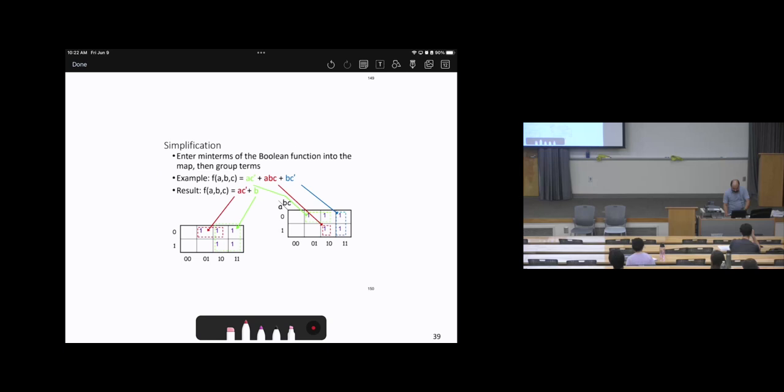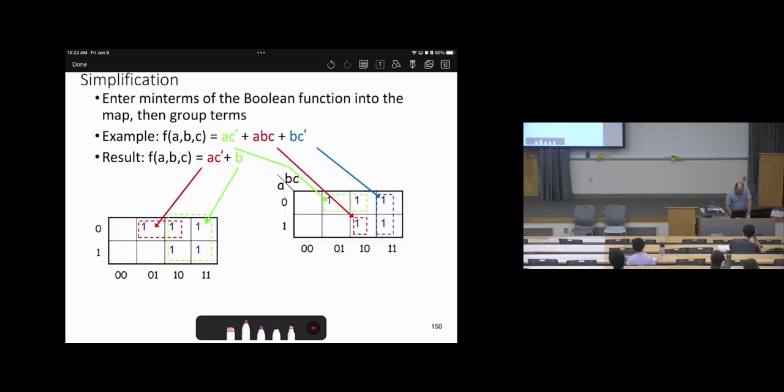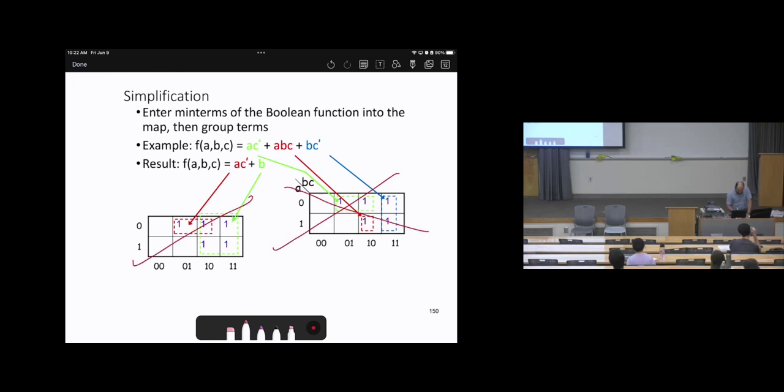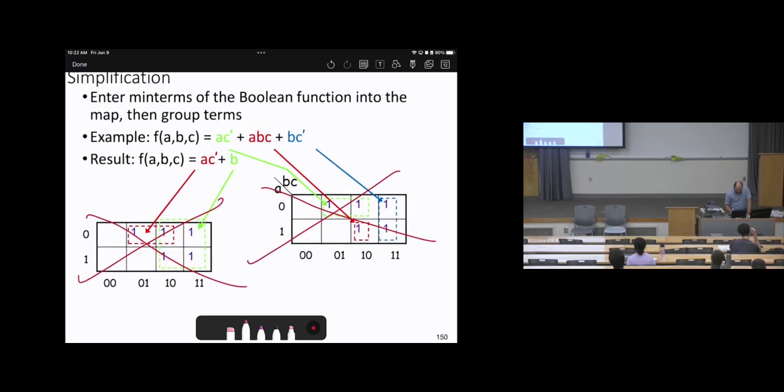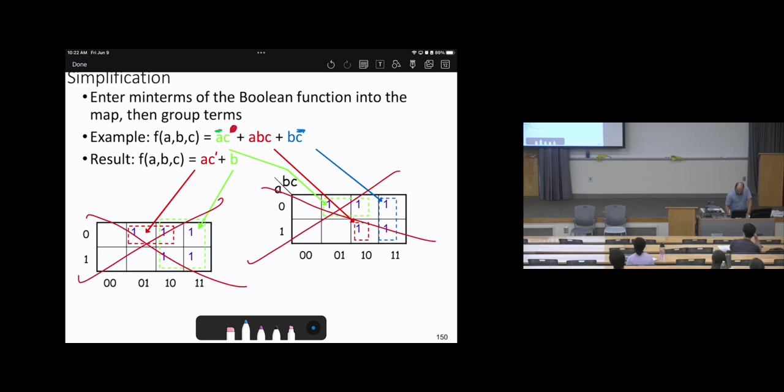Okay. Let's look at this function, but I'm gonna make some change on it because this will no longer be correct, this will no longer be right. Here I'm gonna assume it as a bar c. Okay. Make the color green. A bar c plus abc plus b c bar. So how can we deal with this?